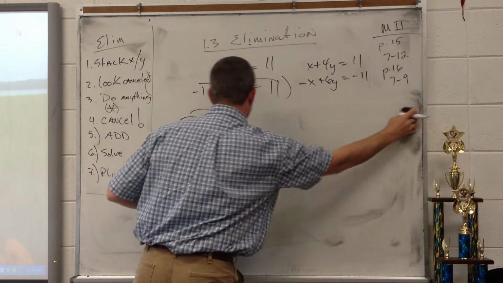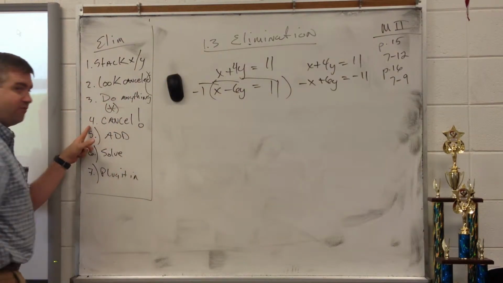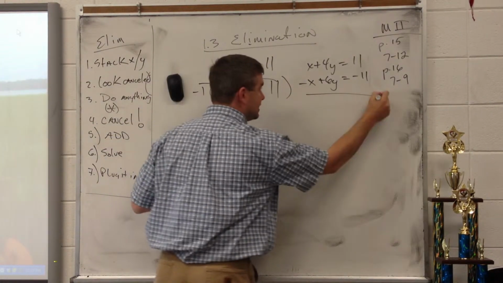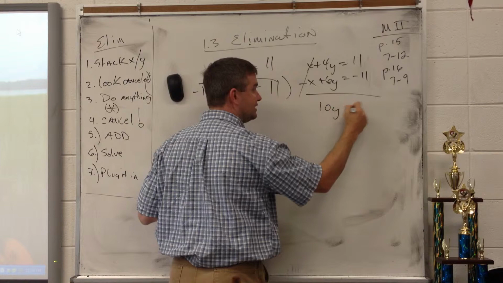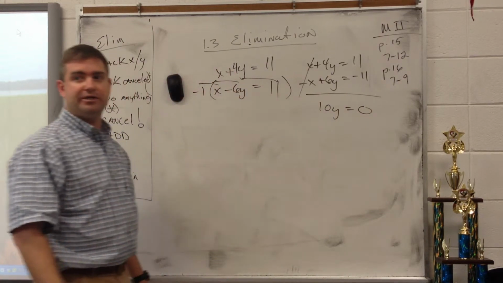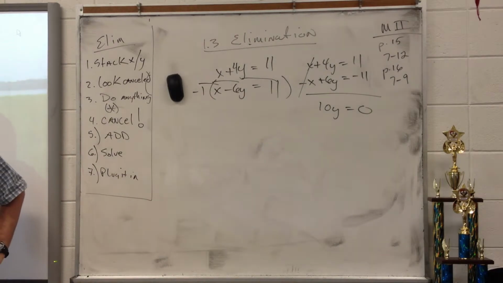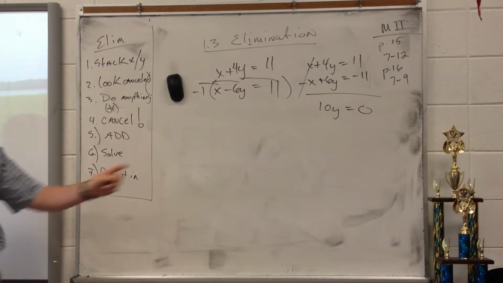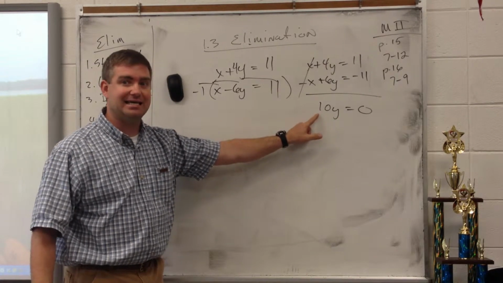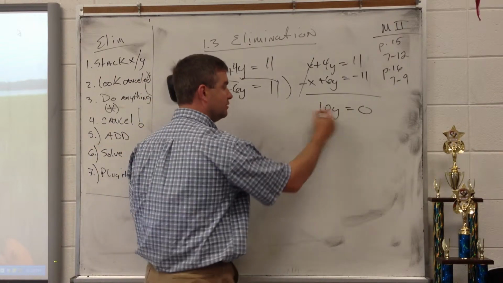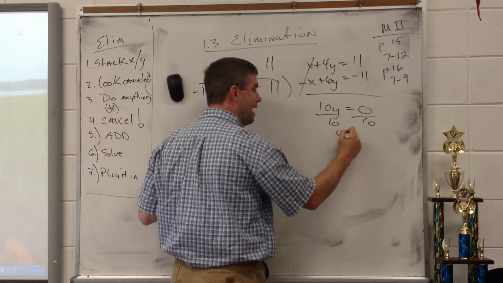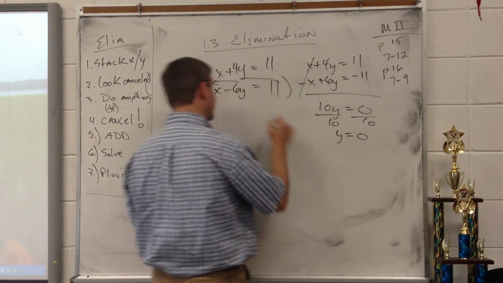Alright, so now we've said that step number 4 is cancel. Our x's are set up to cancel. They cancel. I get 10y is equal to 0. Some people want to put no solution. Is that no solution? Is that a false statement? Do we have an answer for what y equals when 10y is equal to 0? Y equals 0. The only thing in the universe I can multiply by 10 and get 0 is 0. Right? I divide both sides by 10. Y equals 0.